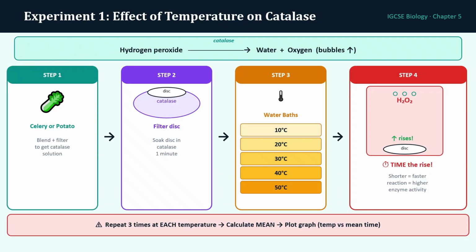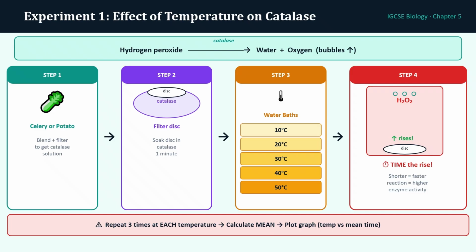Now let's look at the first classic IGCSE enzyme experiment. Catalase is found in almost all living cells, and we are testing how temperature affects catalase activity. Catalase is found in celery and in potato. Its job is to break down hydrogen peroxide into water and oxygen. When it works, oxygen bubbles are produced. You can actually see it happening. There are 4 steps of the experiment you have to follow with me.